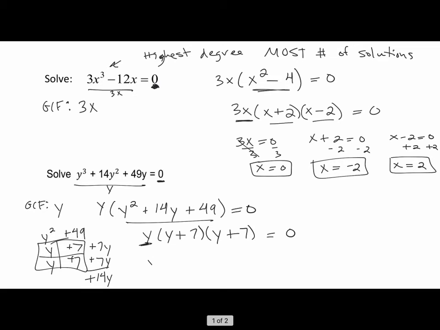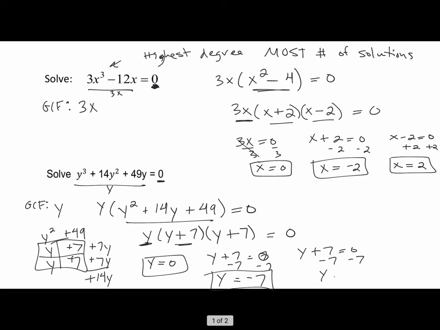Any factor that has a variable set equal to 0 by the zero product property. So y equals 0. Y plus 7 equals 0. We're going to subtract 7 from both sides. So that y equals negative 7. And if we do the same thing with that third factor, it's the same factor, so we get the same answer. We don't need to write it twice. So we only have 2 solutions in this case, even though it's a third degree equation. Y equals 0 and negative 7.